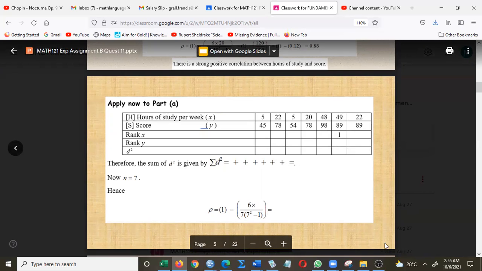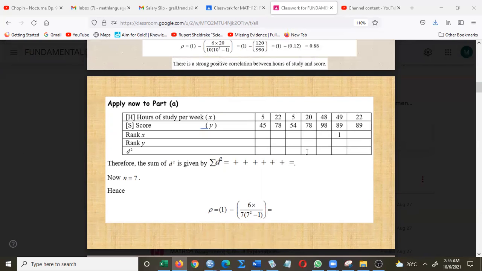Measuring correlation using Spearman's coefficient of rank, you must get a number between -1 and 1. Most likely it will be a positive 0 point something. Always bear that in mind. The coefficient cannot exceed 1 and cannot go beyond -1.